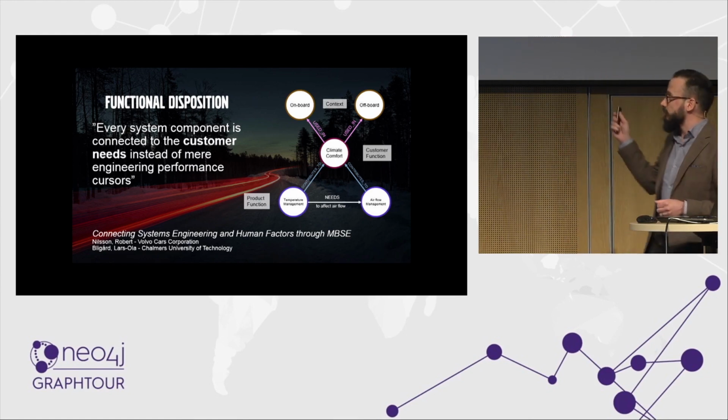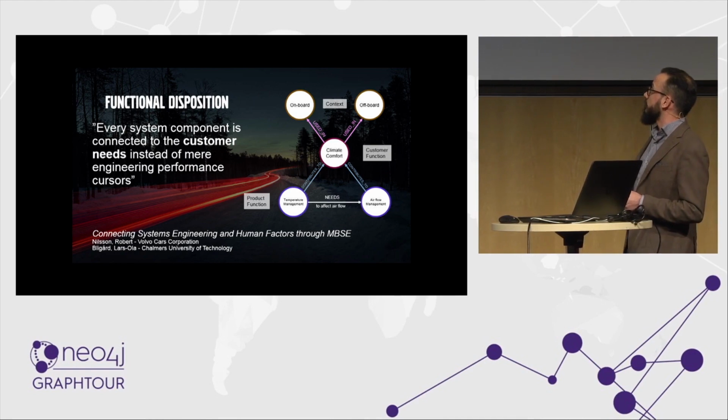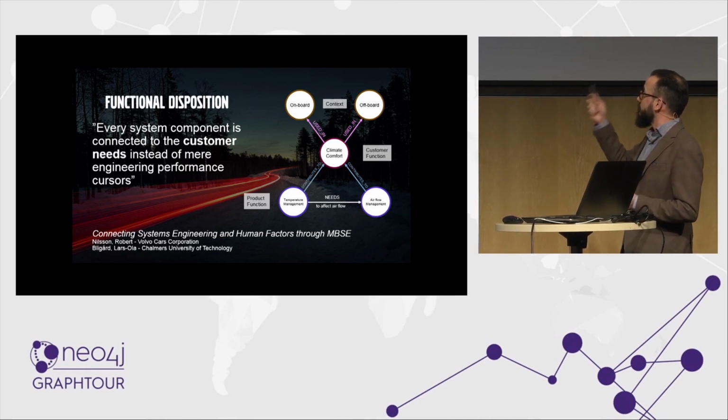So here is a very simple example where we see that two product functions, one of them called temperature management and the other airflow management, together deliver climate comfort. Temperature management needs airflow management to affect airflow.